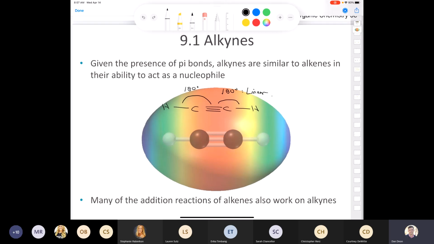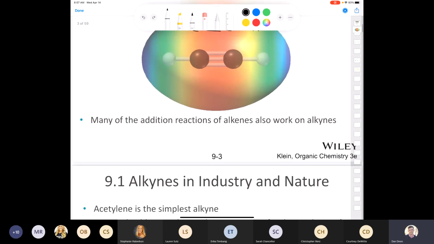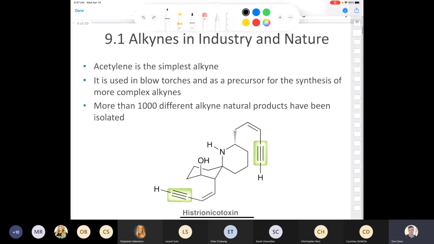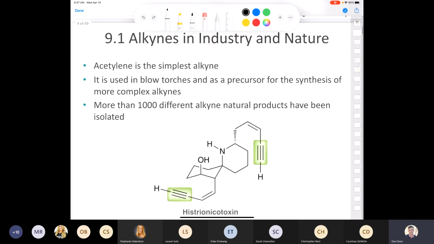Well, before we get into the chemistry of alkynes, let's talk about where you might find an alkyne in nature. And in fact, if you go back to the alkenes chapter, I said there's many places where we find alkenes in nature, right? Many plants and animals synthesize alkenes and alkene derivatives.